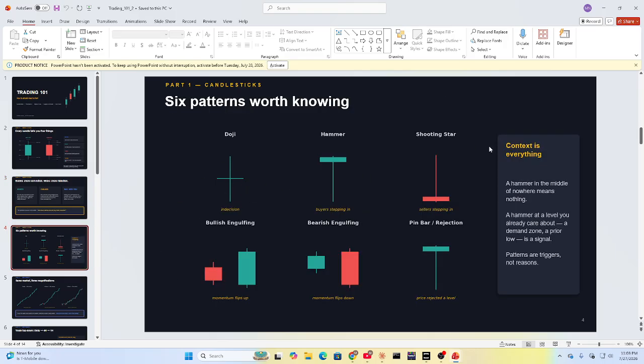Your dojis are indecisions. It's basically saying that neither side really took control, and you should wait for the next candle entry, because you don't know where price is gonna go. Okay, you don't really need to know these. I recommend you do know the doji though, and the hammer candles, hammer and the shooting star. These three patterns right here, you should know. Candlestick patterns, you should know. Doji candle, indecision. Hammer candle, buyer stepping in. Shooting star, seller stepping in. Simple. That's all you need to know for that.